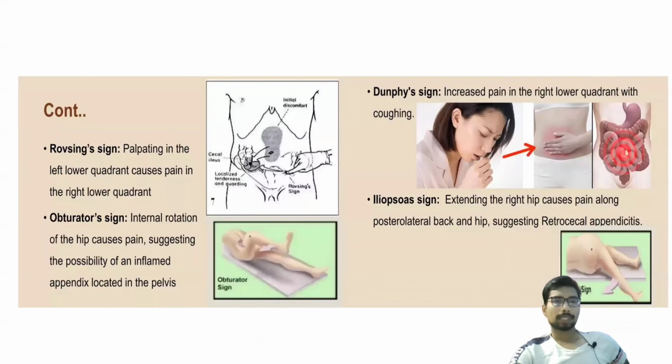Rovsing's sign: palpating in the left lower quadrant causes pain in the right lower quadrant. Obturator sign: internal rotation of the hip causes pain, suggesting the possibility of an inflamed appendix located in the pelvis. Dunphy's sign: increased pain in the right lower quadrant with coughing. Iliopsoas sign: extending the right hip causes pain along the posterolateral back and hip, suggesting retrocecal appendicitis.